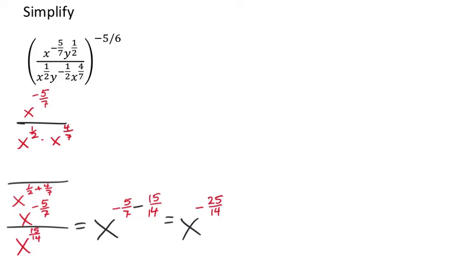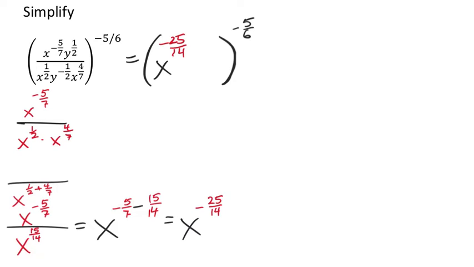Now, I'm not worried about flipping that fraction yet because this is part of my new parentheses with the negative 5/6 exponent, right? I now have an x to the power of negative 25/14. If you did choose to flip this into a denominator, that's fine. It's not going to make a difference in the end. But now that I have that, let's go to the y's.